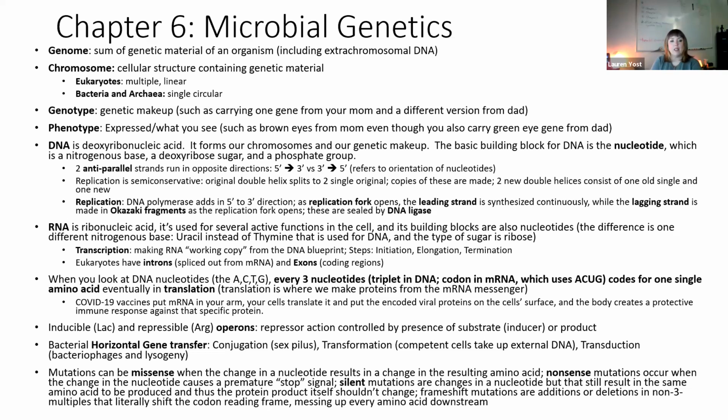DNA consists of 2 anti-parallel strands that run in opposite directions. Remember, when we're talking about anti-parallel, it's essentially like this. You have one going in one direction and the other going in the other direction, right? And then they match up across the way from one another. And one is a coding strand, and one of them is the template strand whenever we are talking about transcription, which we'll get into in a moment.